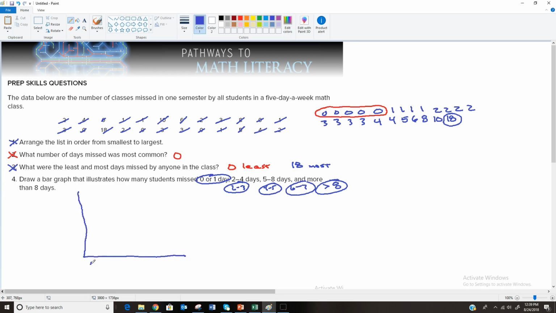Okay, so 0 to 1 day, that was a total of 5, 6, 7, 8, 9 students. This would be a lot nicer if I had some sort of a ruler or something, but I don't. So I have 9 students that missed 0 to 1 days.